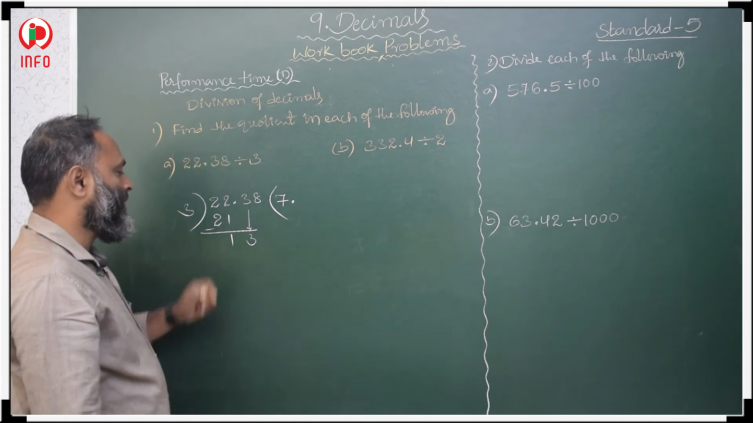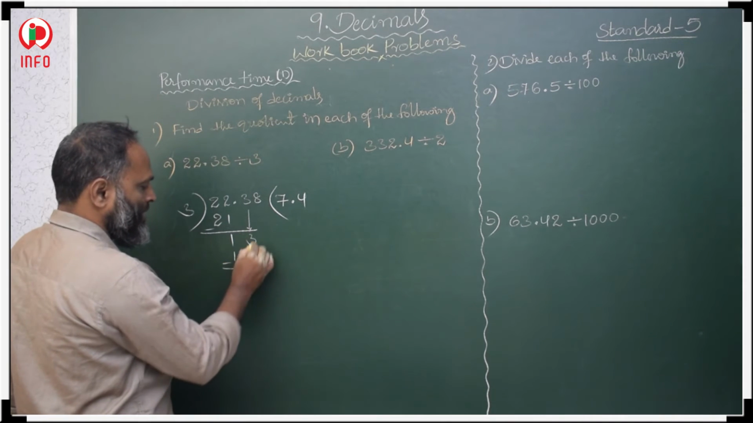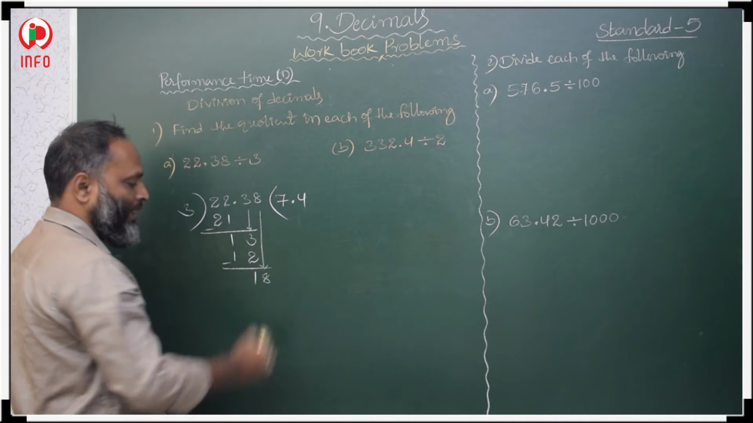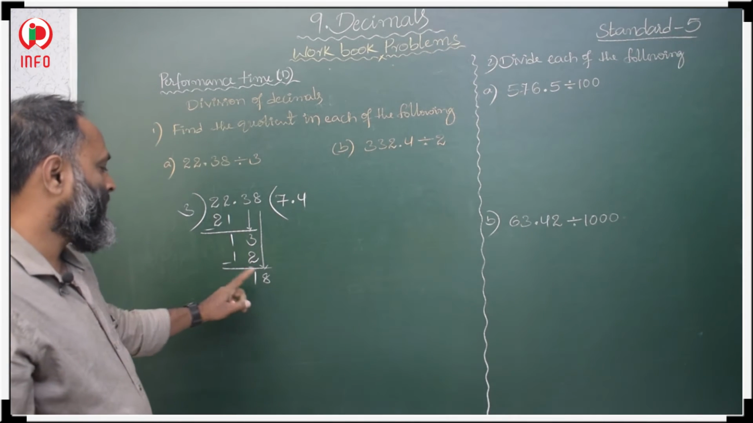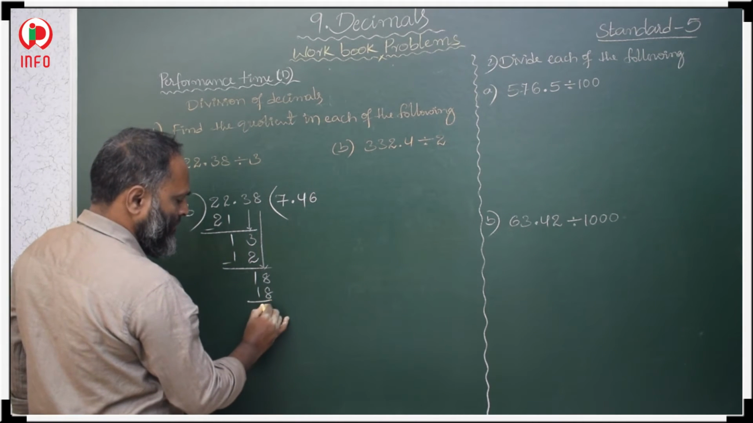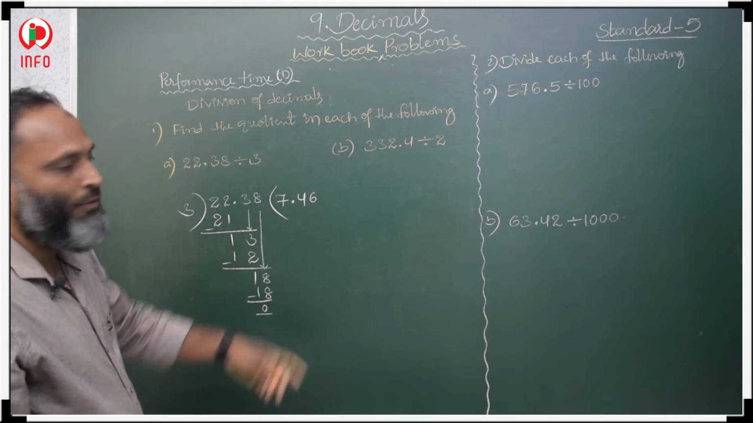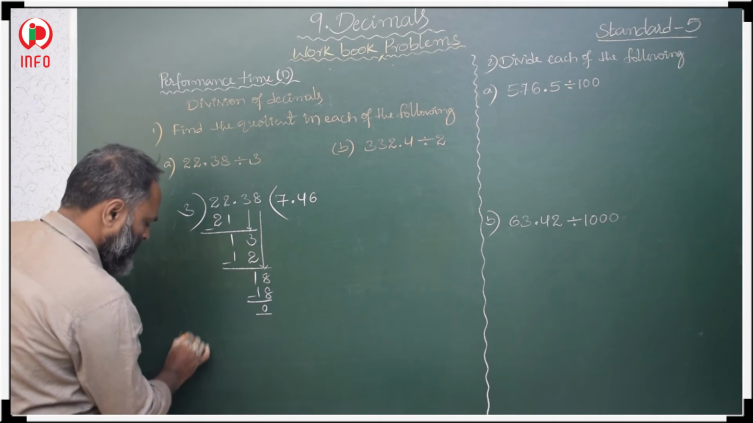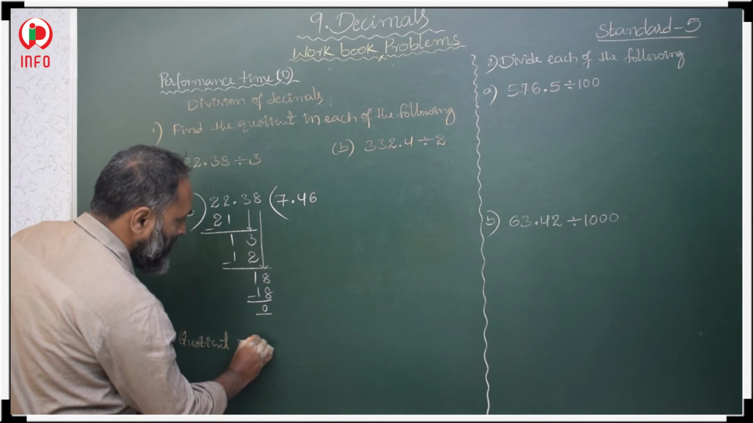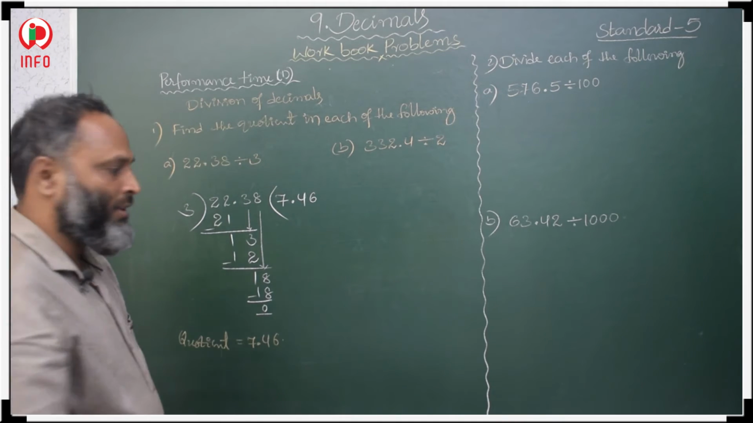Then in the 3 table, when will you get 13? 3 4s are 12. Minus, 3 minus 2 is 1. Again you copy the next number, the next digit, that is 8. 3 6s are 18. 18 minus 18, 0. So then what is the quotient? 7.46. So the quotient is 7.46. Okay.